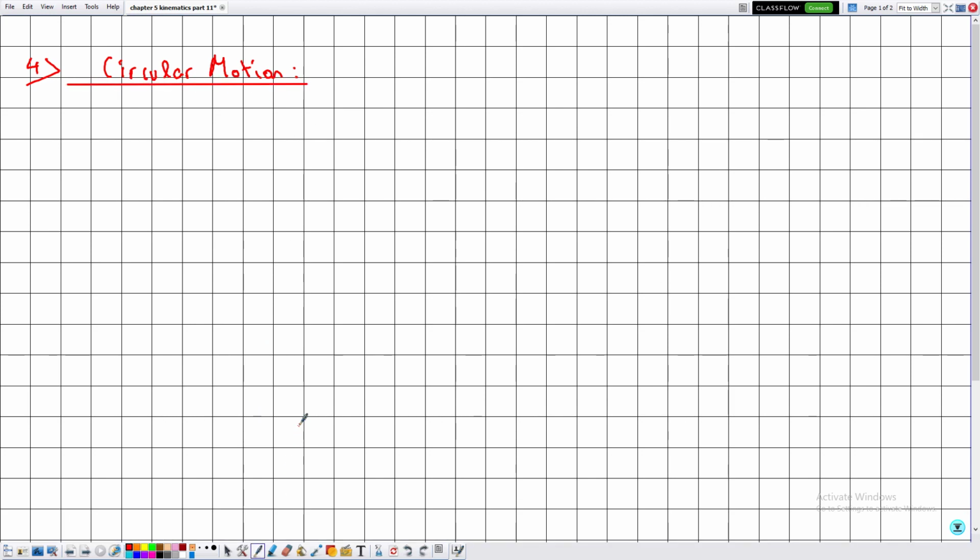So previously all the discussion that we have done is on rectilinear motion. So now what is motion in 2 dimensions, which can be decomposed into rectilinear motion along the x-axis and the y-axis. So what about the circular motion? Let me say that a motion is said to be circular when the trajectory represents a circle.